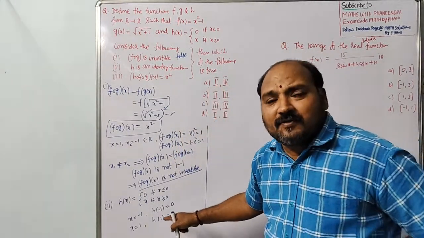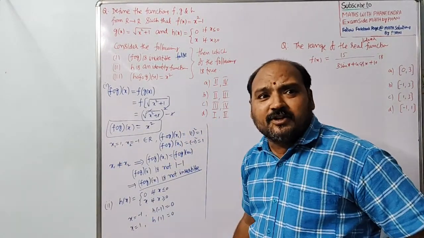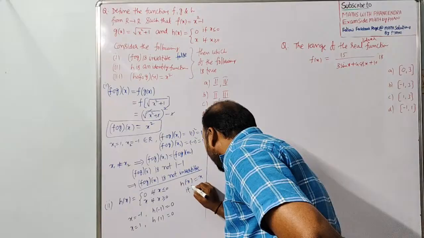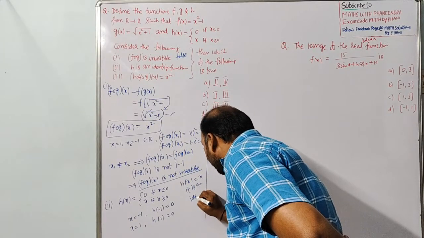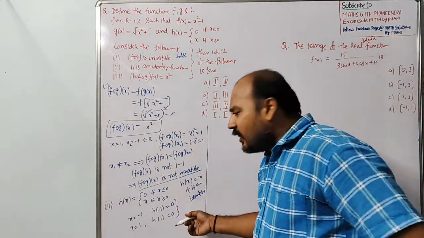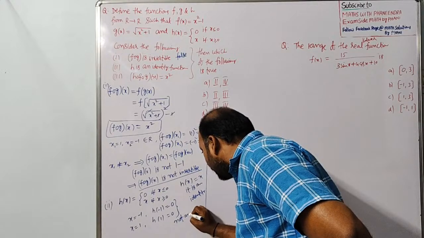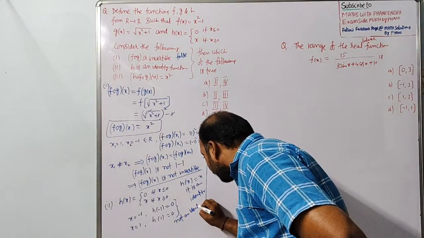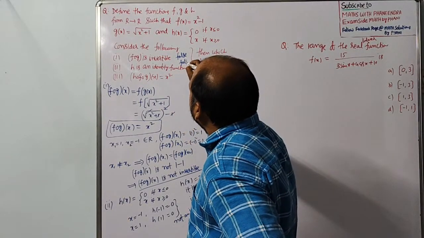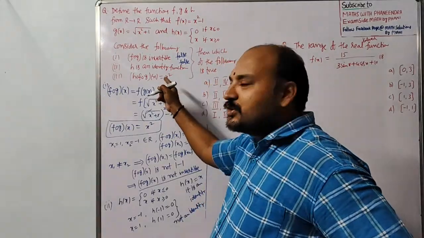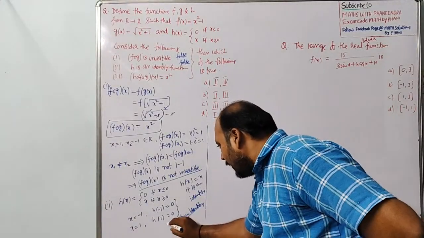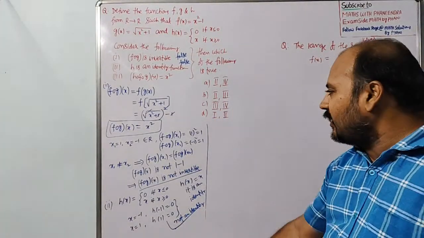But this is a contradiction to the definition of the identity function. What is an identity function? h of x is equal to x, then it is identity. But by observing these two, it is not an identity. So this is also false. Clearly we are observing this is a false statement, which we also prove. So it is not an identity function.